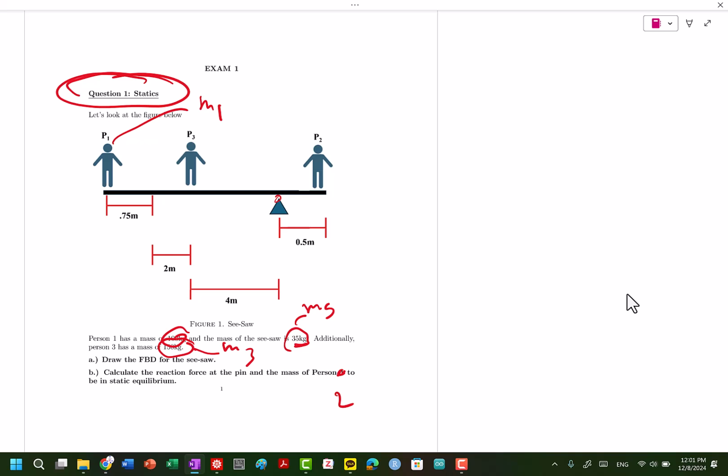So let's go ahead and do the first step, coordinate system. Be sure to indicate it. X, Y, positive directions of X and Y respectively. Remember, counterclockwise is going to be our positive moment.